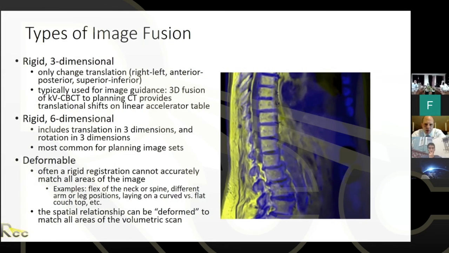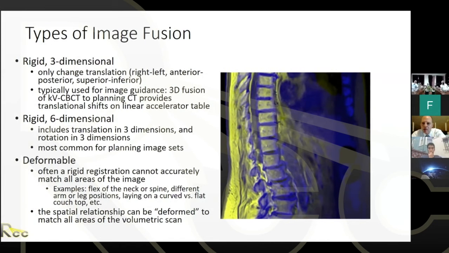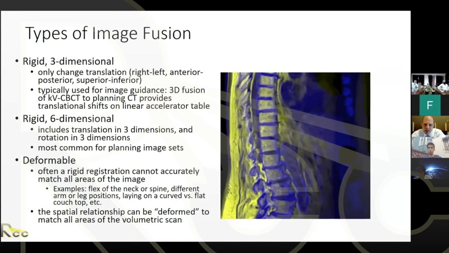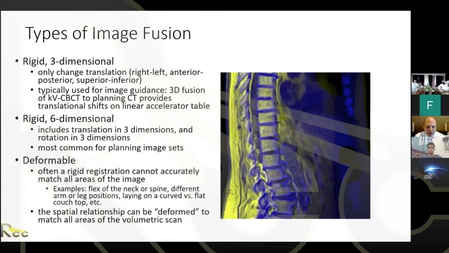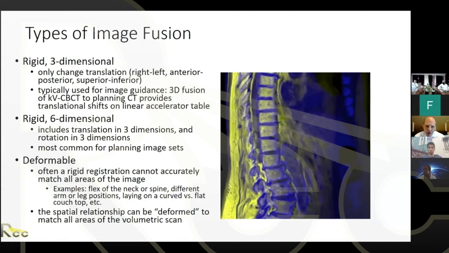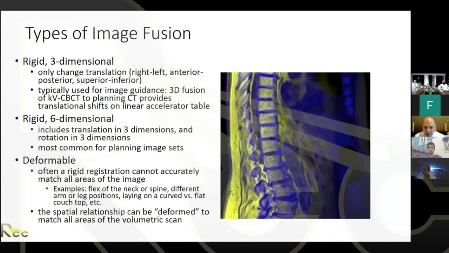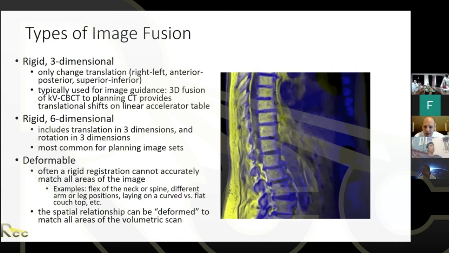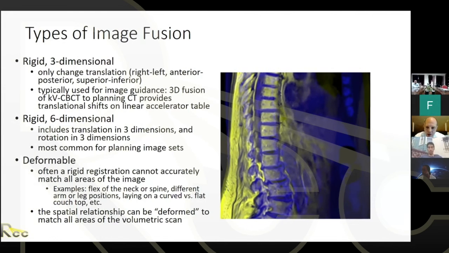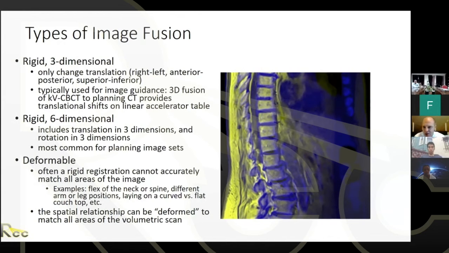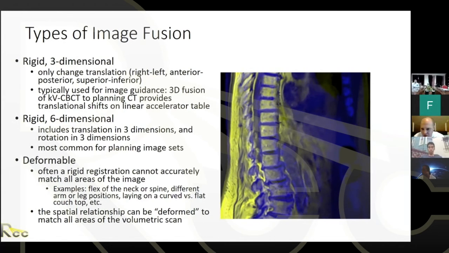A six-dimensional rigid fusion is what we would typically use when we're fusing different image sets in the planning system, because we can basically rotate that and translate that as much as we want to get the best type of match. Another type of image fusion is deformable image registration. Often a rigid registration can't accurately match all areas of the image. So for instance, this spine case you can see on the right actually matches pretty well, but you could imagine if the patient had the curvature of their spine a little bit different, then you could see a situation where maybe the upper spine you could get to match, but if you match the upper spine, the lower spine would be way off. Or vice versa. You could match the lower spine, but the upper spine would be way off.